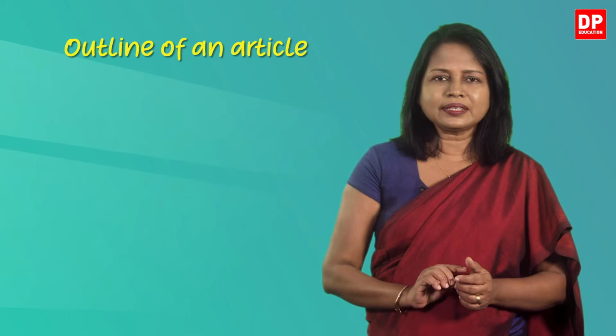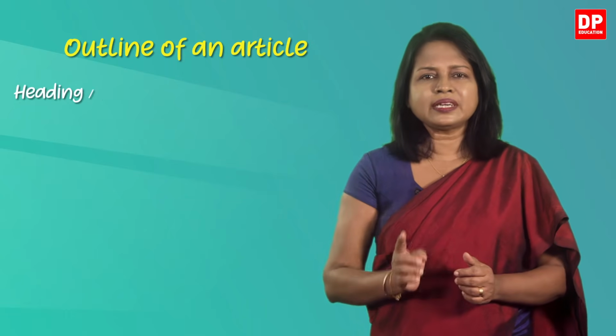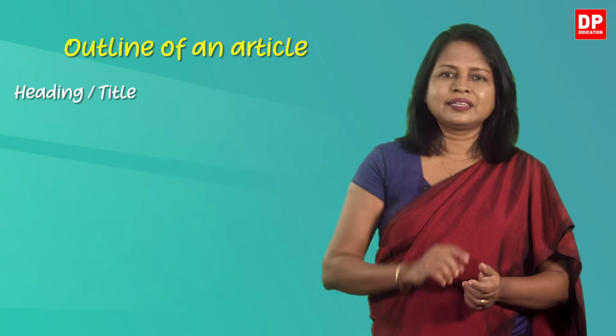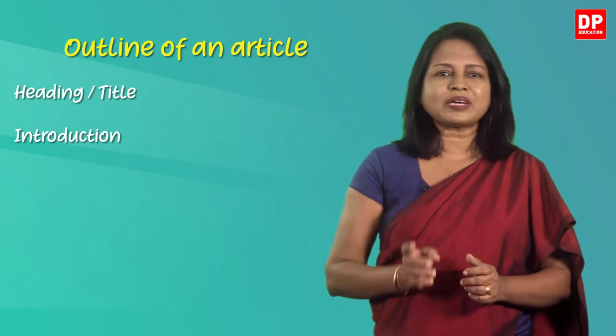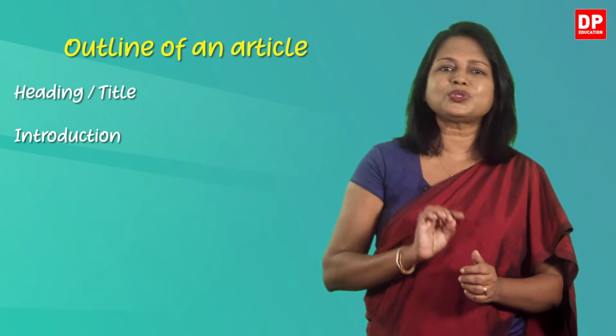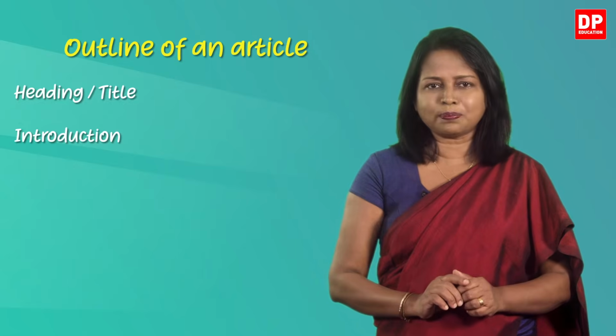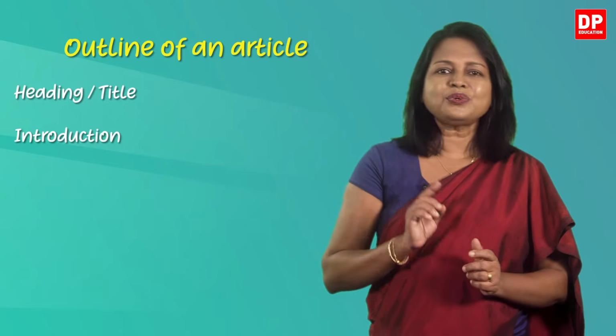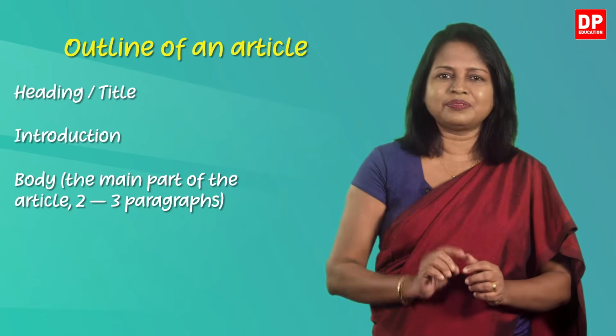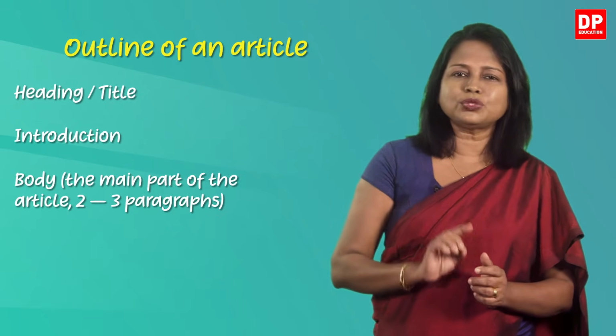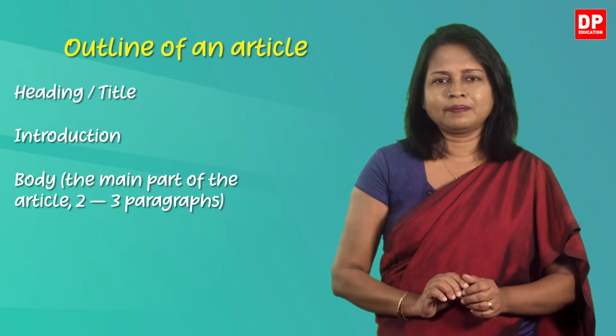Okay, we'll start with becoming familiar with the outline of an article. When you are writing an article, first you have to write the heading or the title. Then you have to write a short paragraph as an introduction to your article explaining the topic. Next, you have the body of the article, which usually consists of 2 or 3 paragraphs.